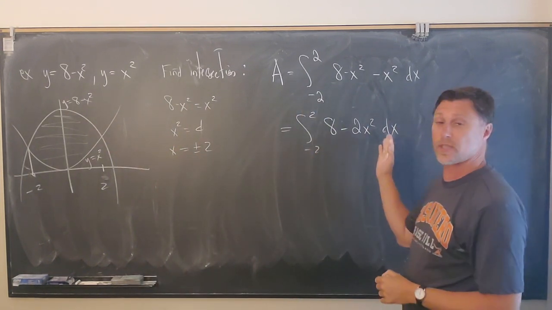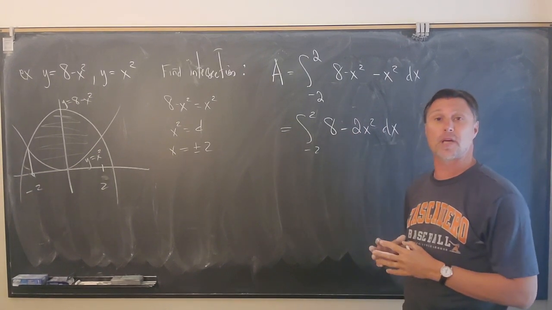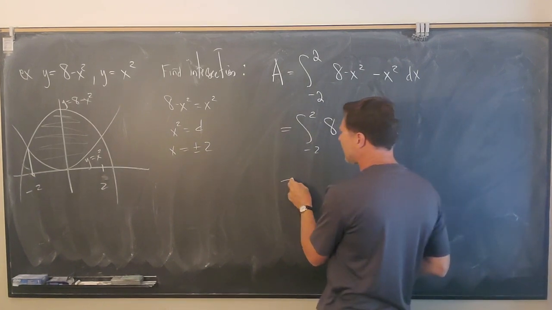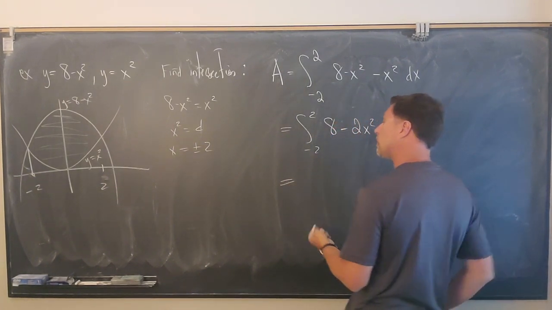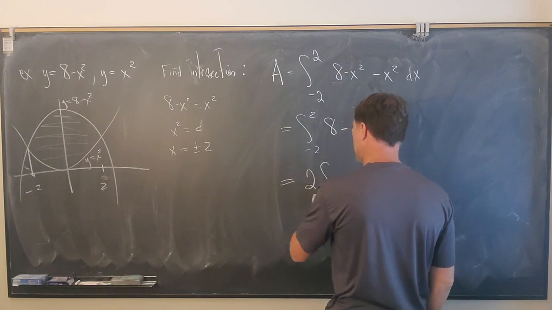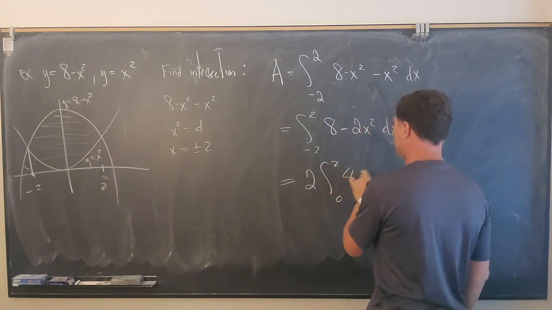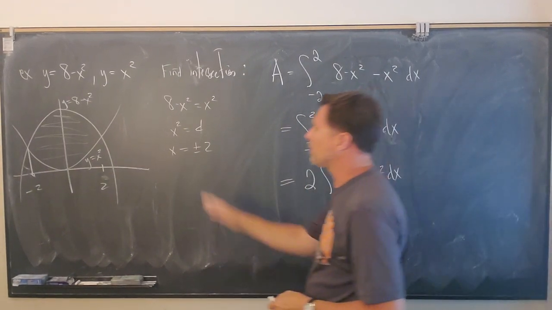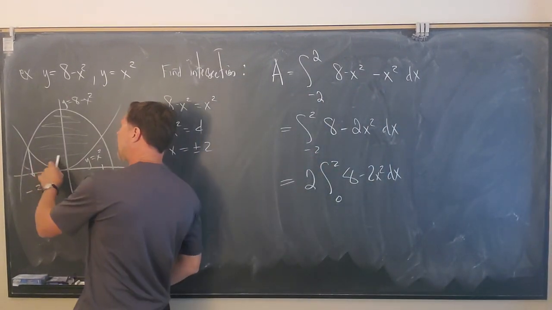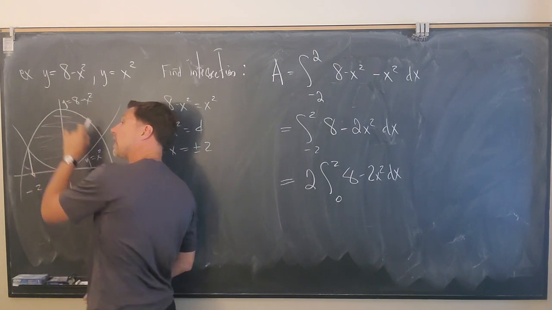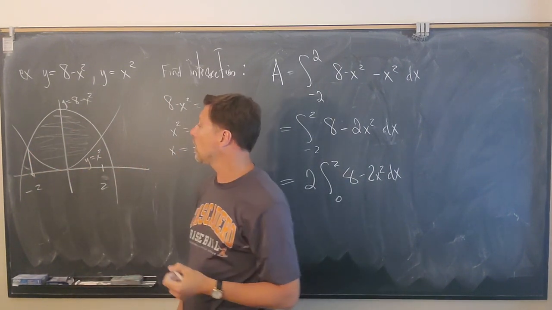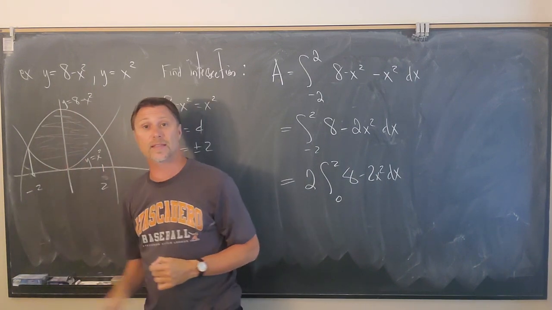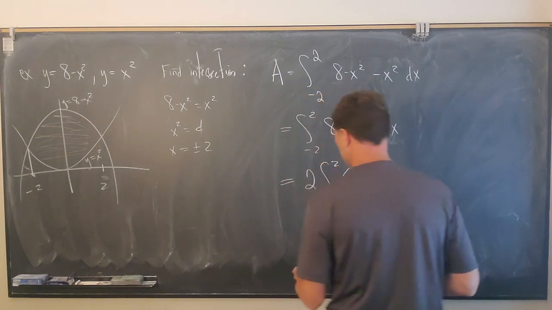Now, one thing you could do to simplify the computation, remember last time we talked about using symmetry to simplify things. So what we could do, and this is not necessary, but I'm going to do it and talk about it, is that this is equal to 2 times the integral from 0 to 2 of 8 minus 2x squared dx. What this is saying is, I know my picture is a little bit lopsided, but the left-hand side has exactly the same area as the right-hand side. And so if we want, what we can do is find the area of the right-hand side and double it. That's going to give us the total area. And it makes the computation a little bit simpler.